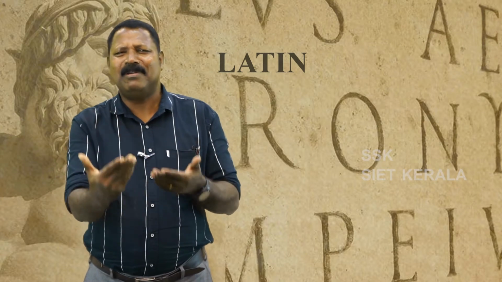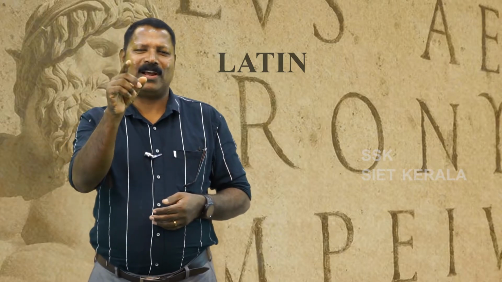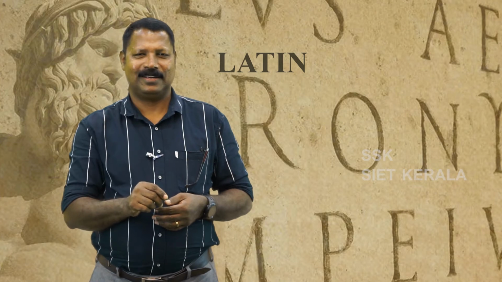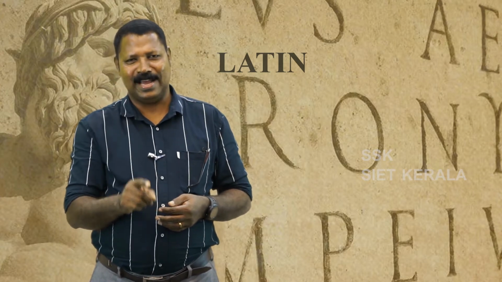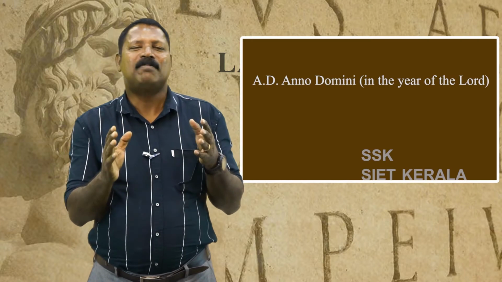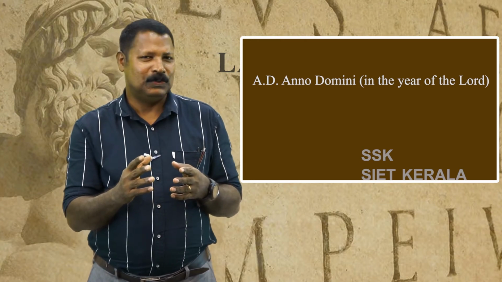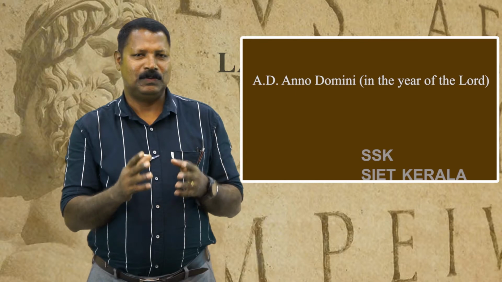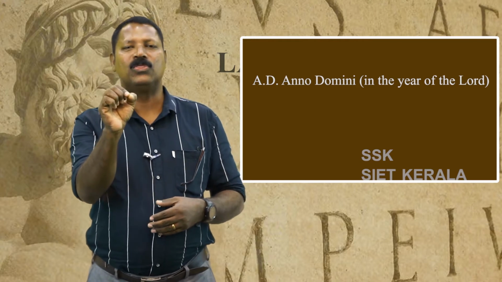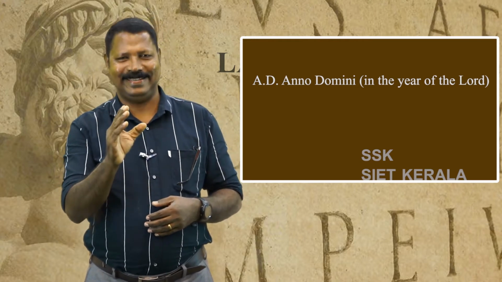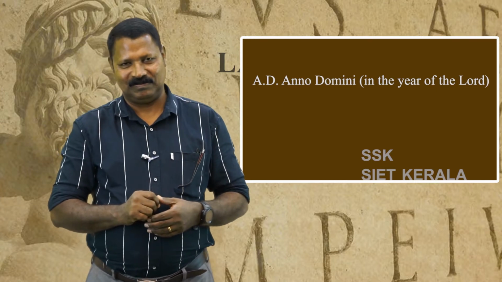Now I am going to say a very familiar abbreviation, used to write in history regarding the era. Era is divided into two, AD and BC. So what is the expansion of AD? You know AD, but you may not know the expansion of AD. The expansion of AD is Anno Domini. Anno means year. Domini means Lord. In the year of the Lord.